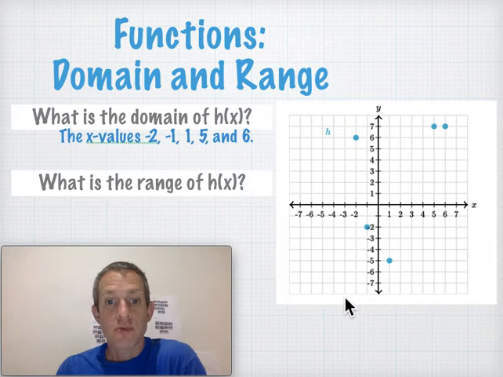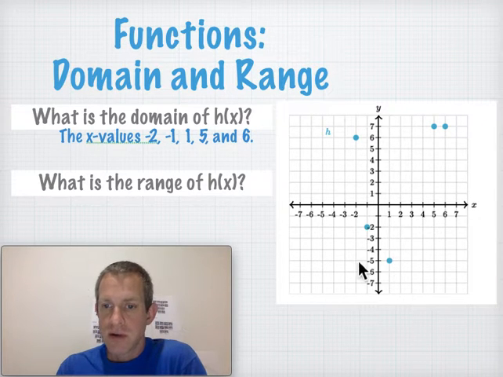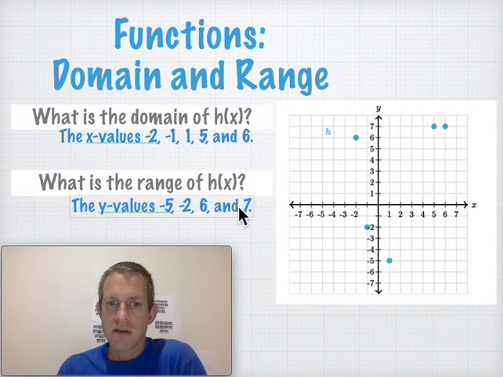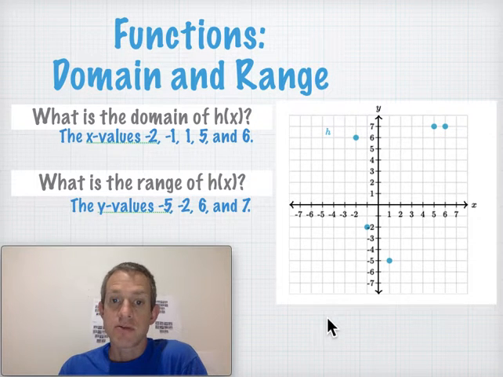If they wanted to know the range, it's a similar sort of question, but they're looking for all the y-coordinates. In this case, this point has a y-coordinate of -5, this has a y-coordinate of -2, this has a y-coordinate of 6, and these two points have y-coordinates of 7. We're going to list all of those, usually from smallest to biggest. If there are ever any repeats, we're not going to list them twice. We'll just say that once. So in this particular case, all the possible y values that we could get out are -5, -2, 6, or 7. That would be the range.